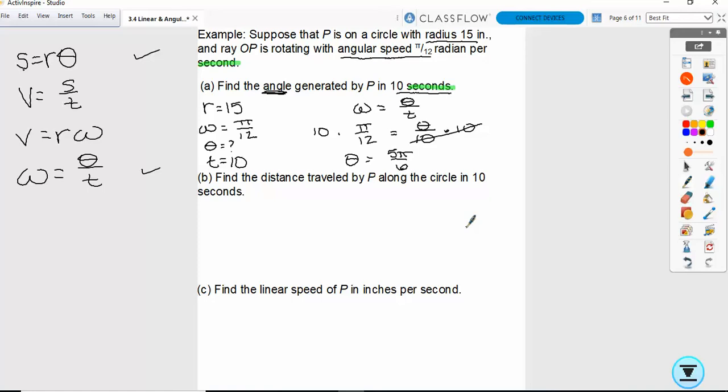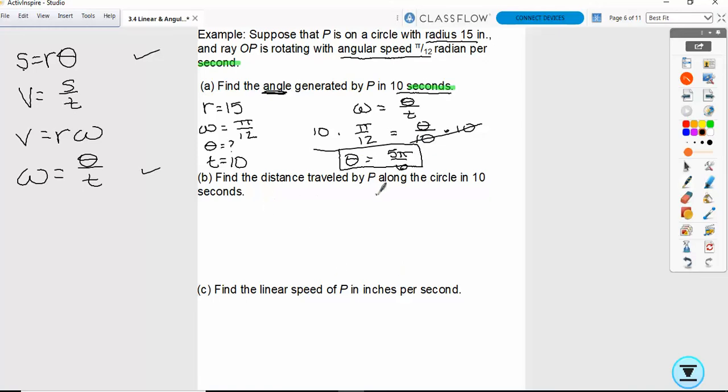You'll notice my omega was radians per second. Omega has to be in radians as well before you can use it in a problem. Another way, if you're struggling with units on these, you can write your units within your problem. So this was pi over 12 radians per second equals theta over 10 seconds. And so then if you multiply by 10 seconds, what happens to those seconds? They cancel, and the only unit you're left with is radians. So if you struggle with the unit piece, you can write them in your problem and see what cancels out. All right.